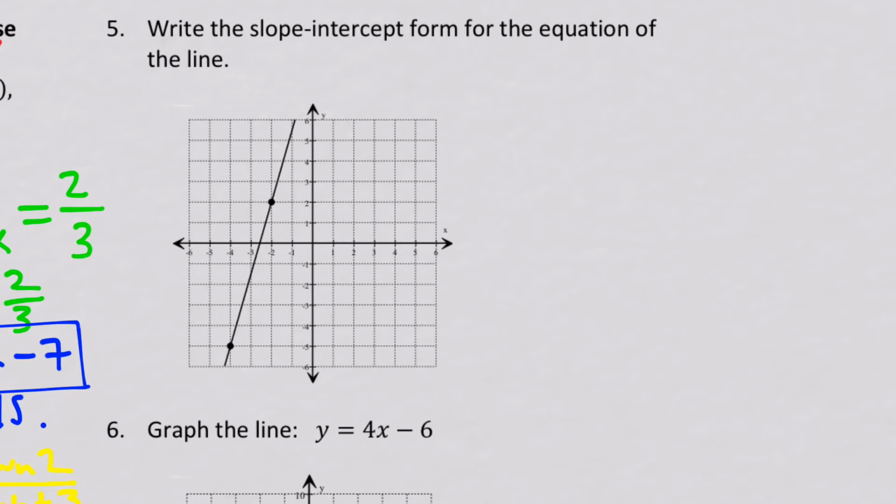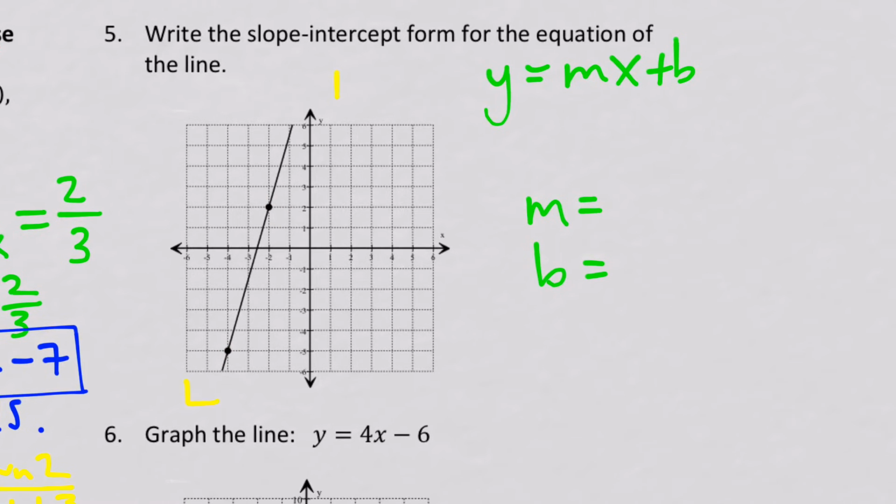Okay, number 5. Write the slope-intercept form for the equation of the line. To do this, I want to have this form: slope-intercept, y equals mx plus b. I need to find 2 quantities. What's the slope? And what's the y-intercept? We'll start with slope. I want to find first the slope. Like the previous example, number 4, to find slope I need to have 2 points. In this case, I already give you 2 points. There's one here, and there's one there. So I need to just count, again, from left to right.